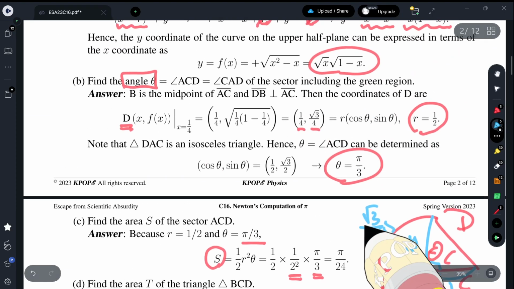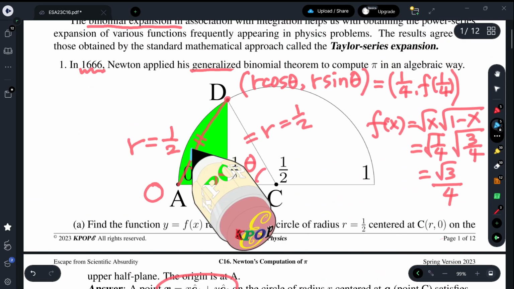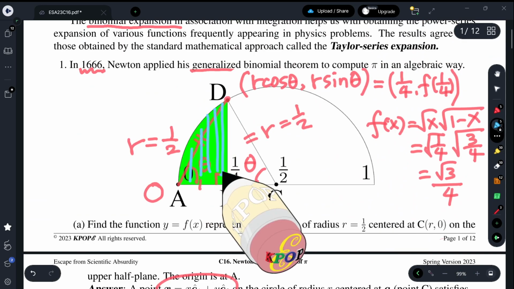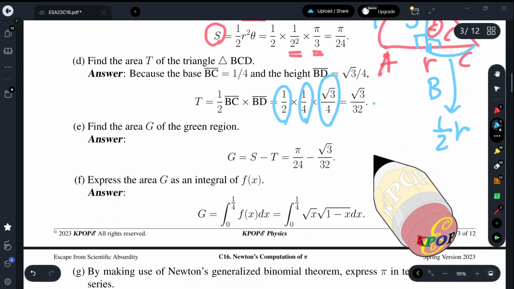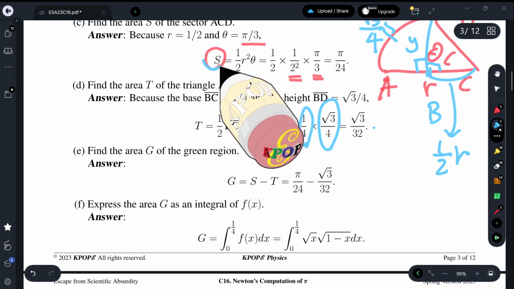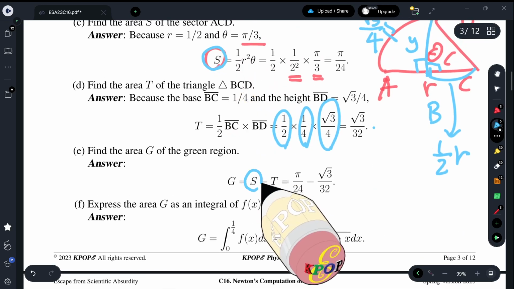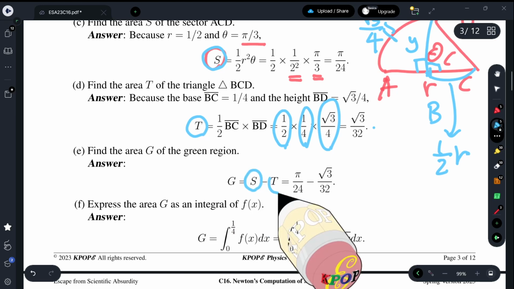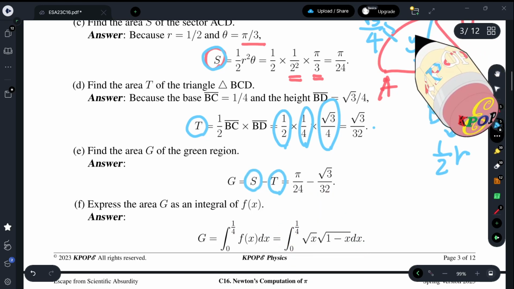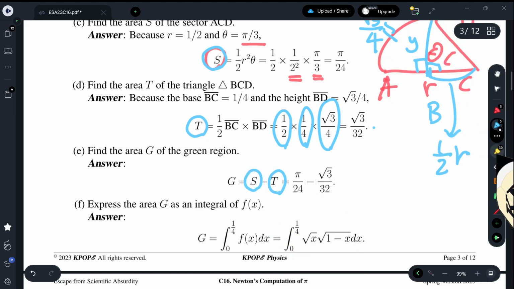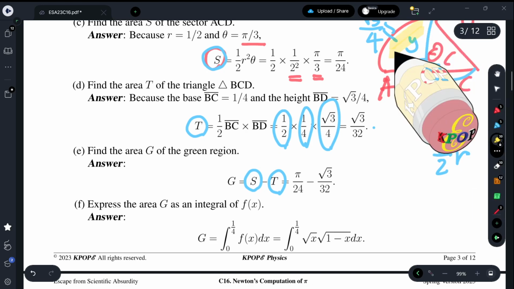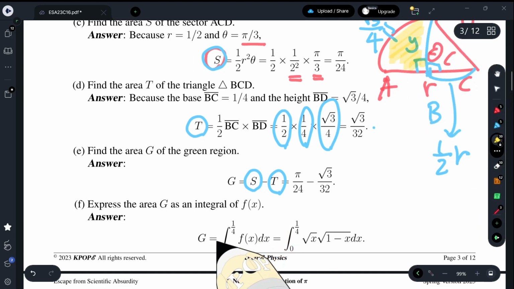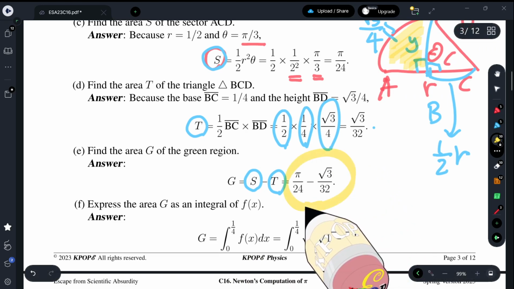As a result, the area of this green region is simply obtained by subtracting T from S. So we are left with this area, and that area is this.